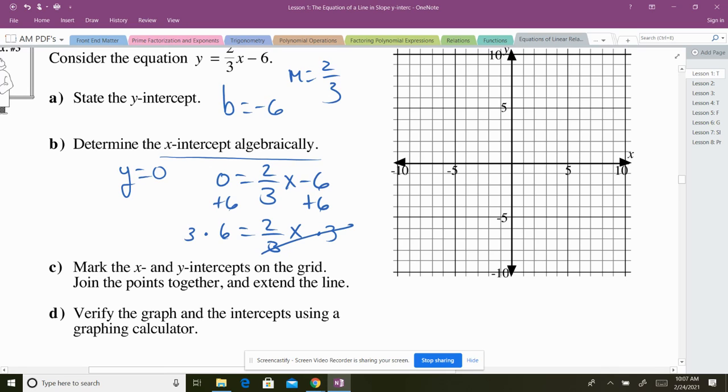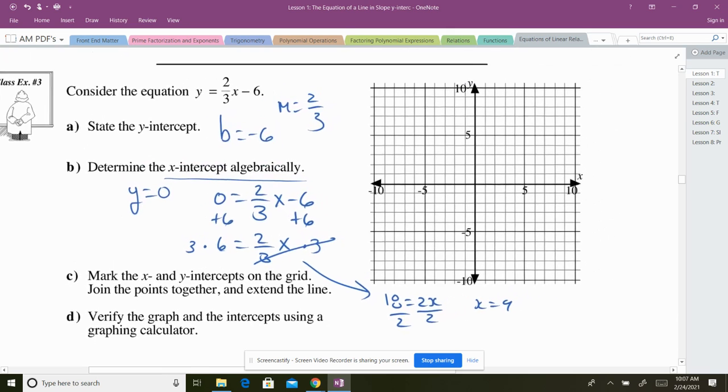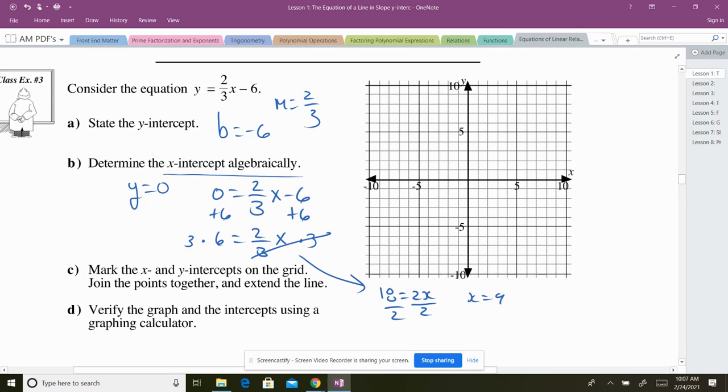3's cancel. I get, running out of room here. Go down here. 18 is equal to 2x. And then, how'd you get that? There you go. Divide by 2. So you get x is equal to 9. So now we have lots of information. Too much information? Okay. So we can mark the y-intercept, which we said was negative 6. We could mark the x-intercept, which we said was 9. And we know the slope.